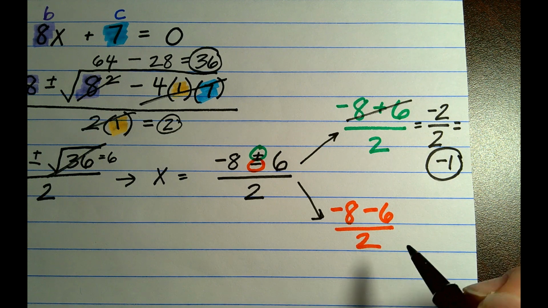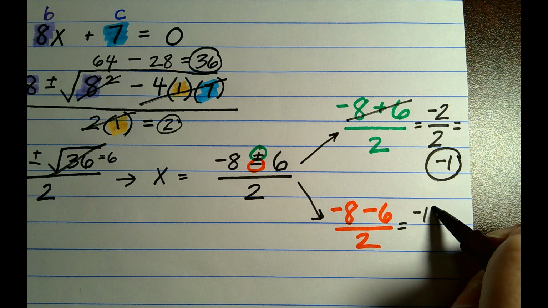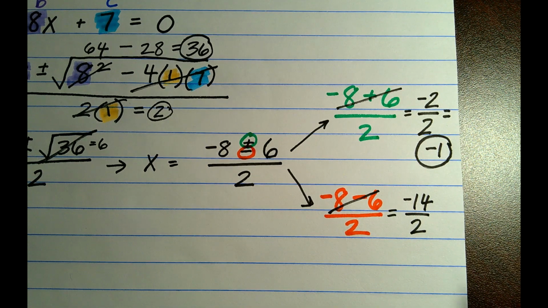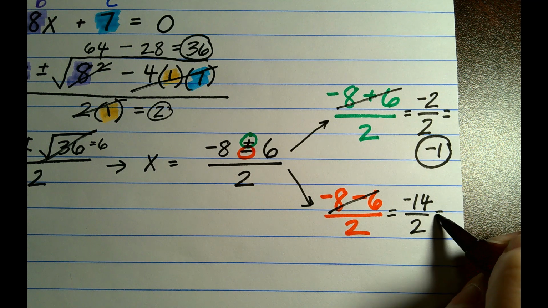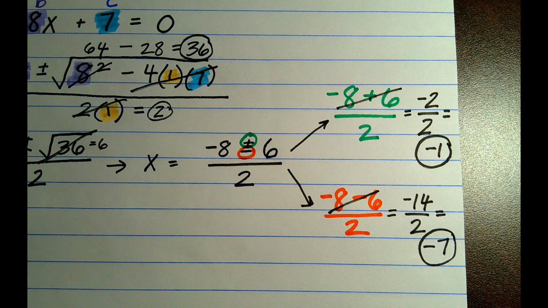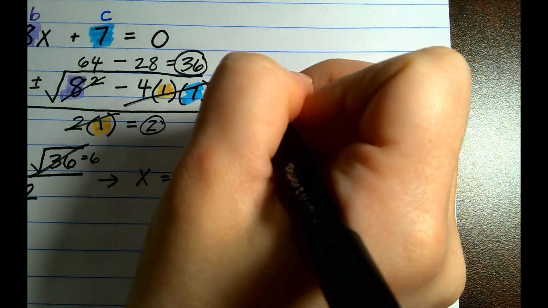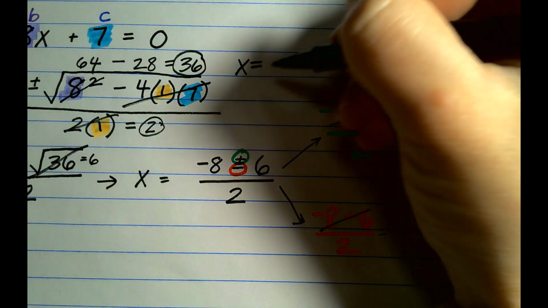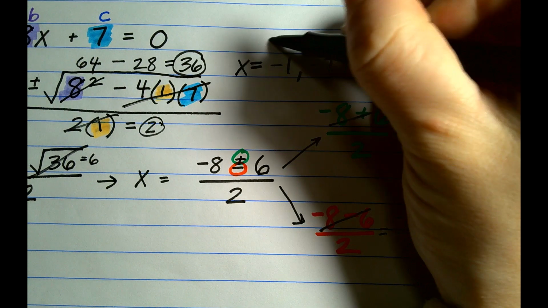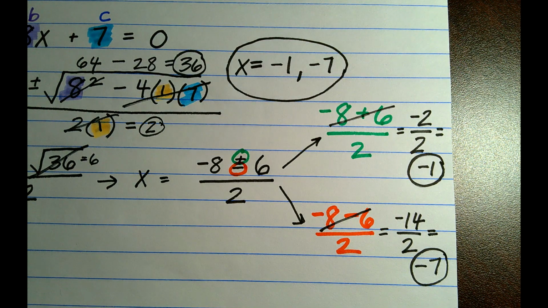-8 minus 6, what is that? -14. And last step? Yep. Divide by 2, -7. So, our answer for this problem, we would write x equals -1 and -7. And guess what? That's exactly what we got when we factored.